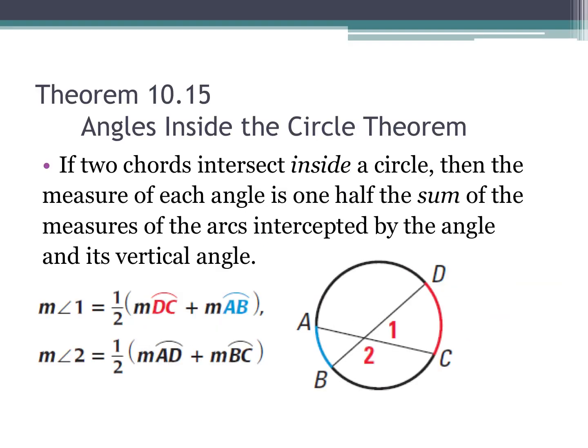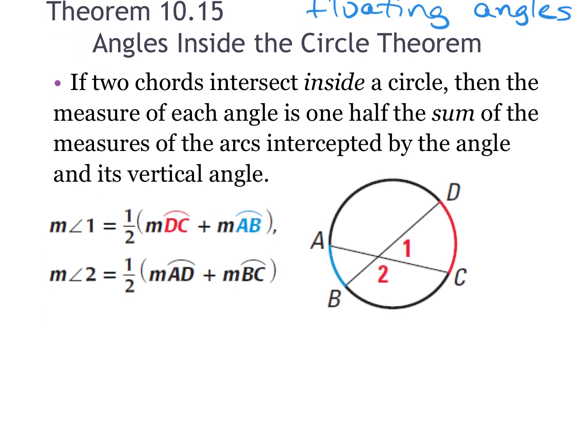The next theorem is called angles inside the circle theorem, and this one states that if two chords intersect inside a circle, then the measure of each angle is 1/2 the sum of the measures of the arcs intercepted by the angle and its vertical angle. Now, these two angles are not central angles. They are not at the center. So to me, what this looks like is that these are two angles that are floating inside the circle. They're just floating inside the circle.